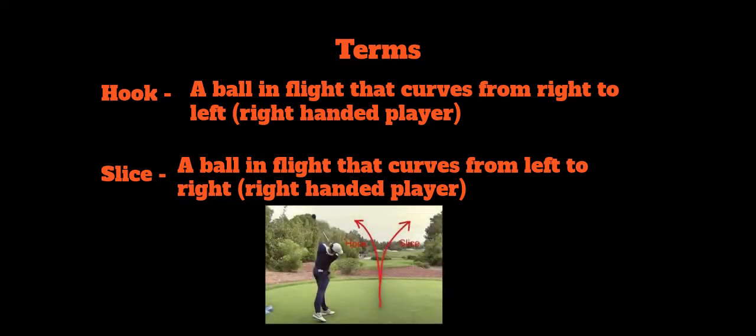So this picture here shows the guy is intending to hit it straight, but if he hooks it, it's going to go off into the trees there to the left. And if he slices, it's going to go off to the right instead of going straight down the fairway or to the green. So this is for a right-handed player. Of course, for a left-handed player, it would be the opposite. So a hook would go off to the right and a slice would go off to the left.